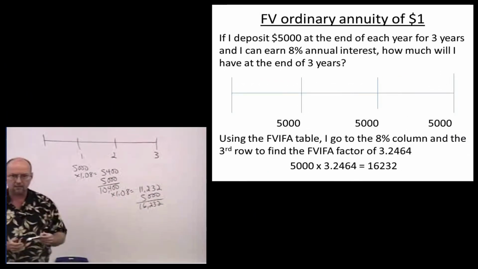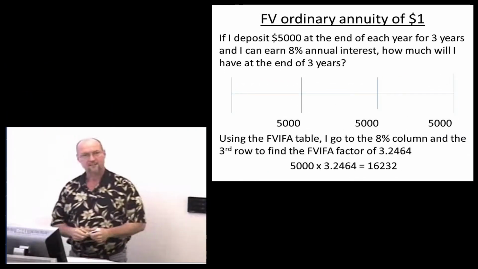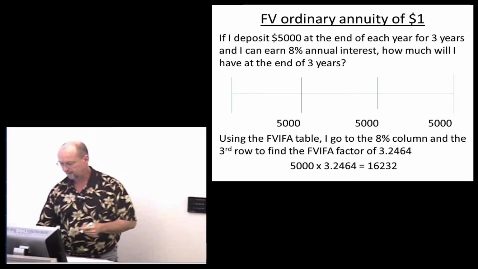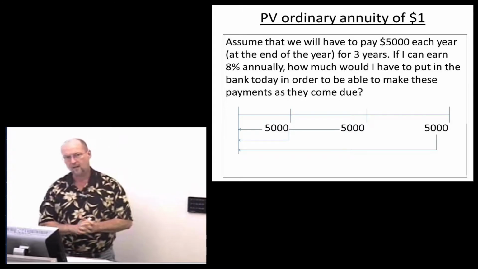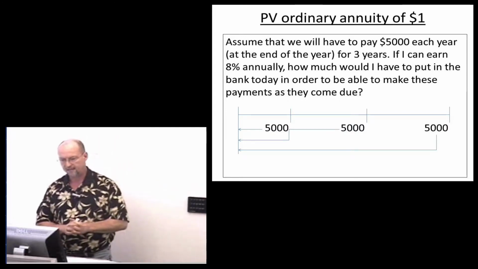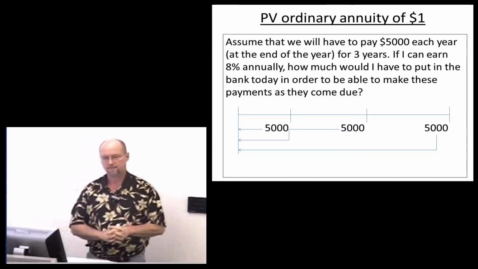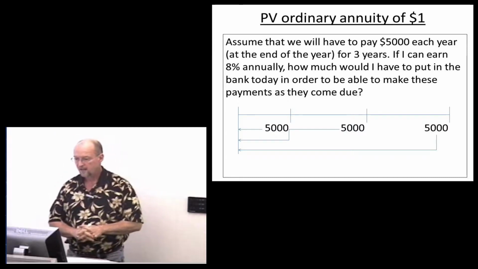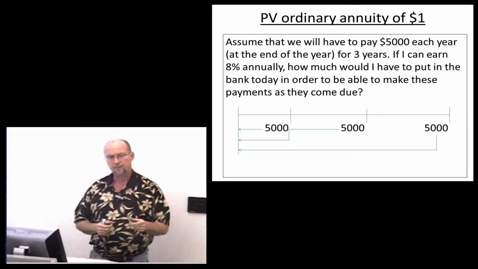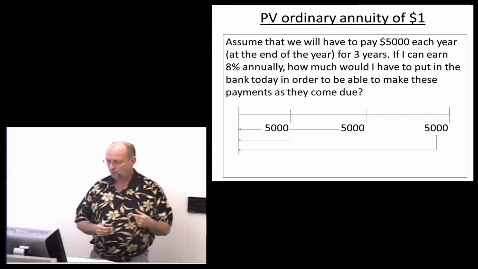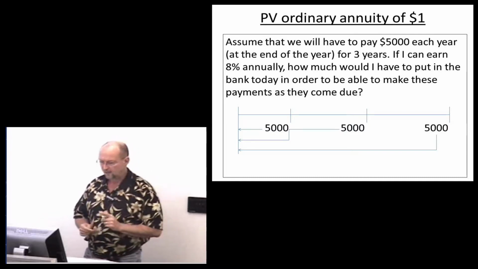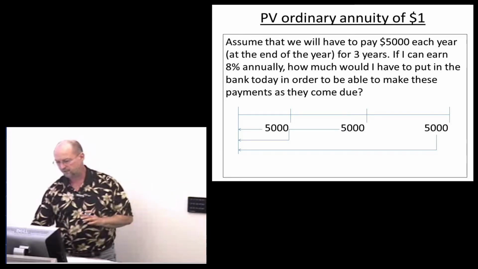Okay, I'm going to head back to the computer. Okay, and now we're going to do a present value ordinary annuity calculation. Assume that we know we're going to have to make 3 payments of $5,000 at the end of each year. Okay, for 3 years. Assuming I could earn 8% interest, what would I have to put in the bank today in order to be able to make these payments as they come due? Okay, now, there's a couple of different ways we can do this.